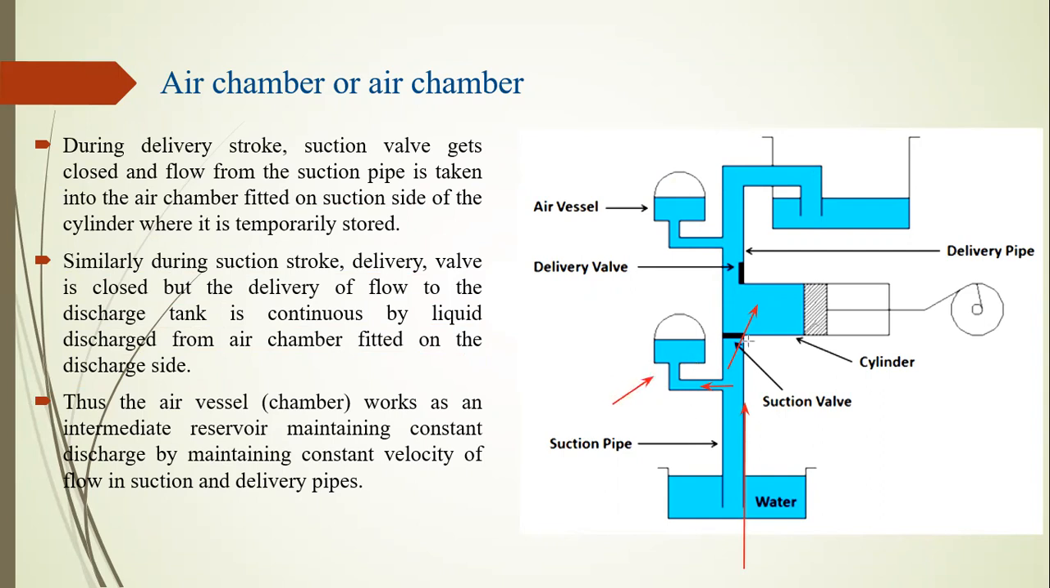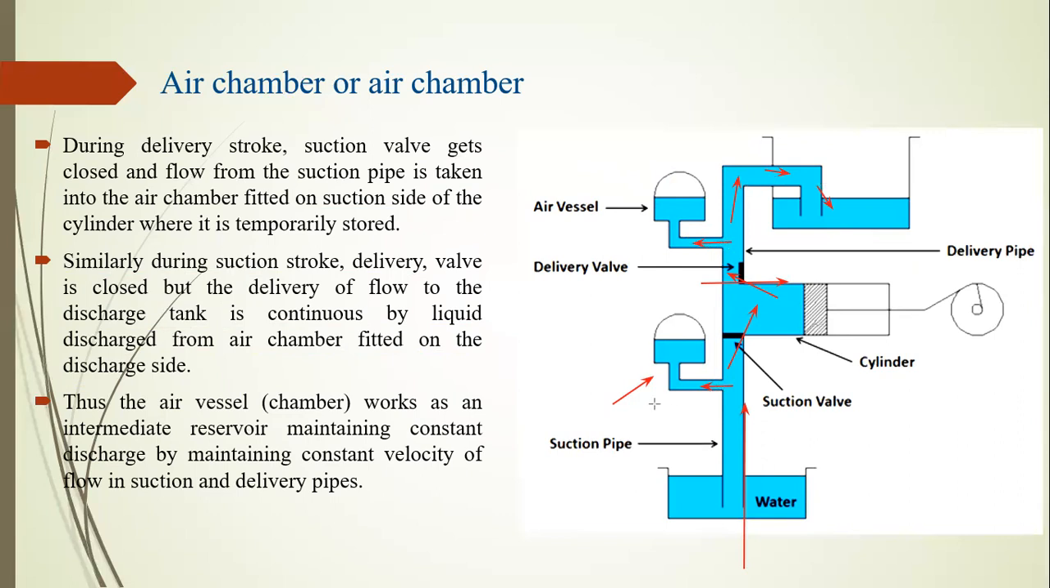After the completion of the first stroke, the movement starts the second stroke. At that time the water comes out this way, and some of the water is stored temporarily in the air chamber, and most of the water exits from the delivery pipe to the overhead tank. Whenever this valve is closed, the pressurized water comes out from the air vessel and enters into the delivery line.